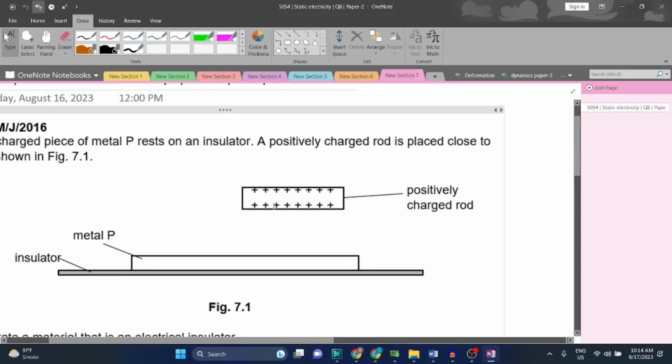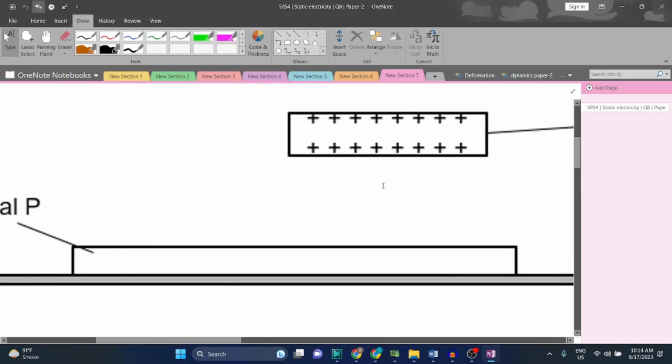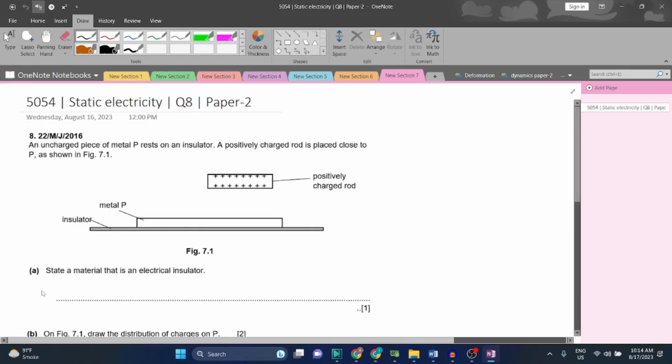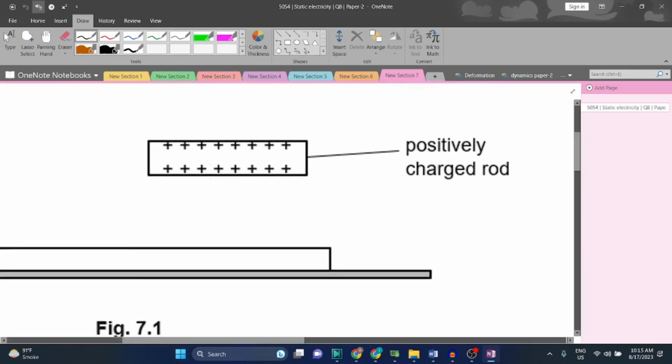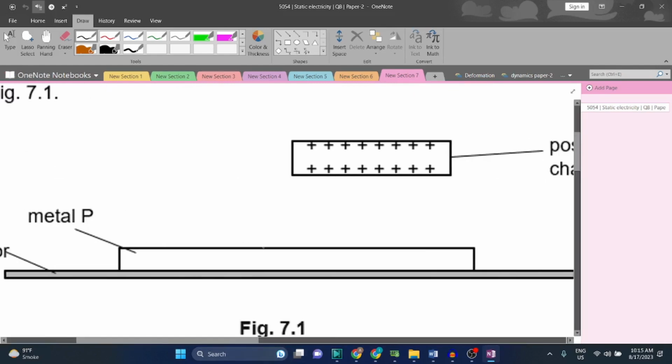On figure 7.1, draw the distribution of charge on P. Where will the distribution of charge be? It will be, negative charges will be up and the positive will be down. Negative charges will be concentrated here, mostly on this side. While on the other hand, the positive charges will be concentrated around here.